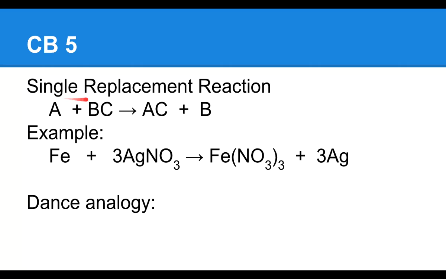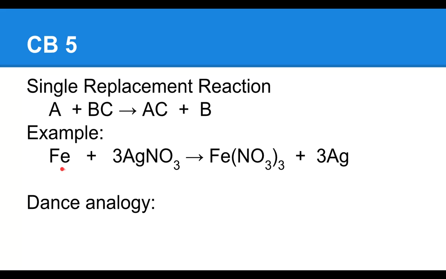All right, next is a single replacement reaction, or sometimes I'll call it a displacement reaction, but I think the book calls it a replacement reaction. The general format here is A plus compound BC, so you have a single element plus compound BC, gives you the compound AC plus a single element B. So what happens is A displaces B, kicks B out, and forms the compound with C.